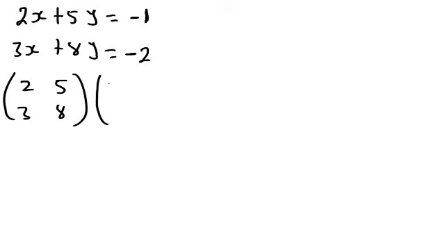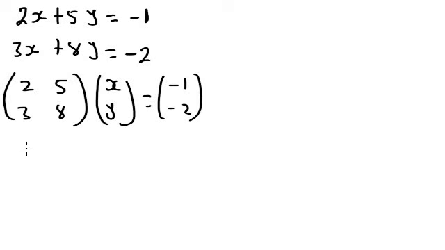Now the next matrix will consist of the variables x and y. And this will equal the last column matrix, which consists of the solutions, -1 and -2. Now we have the corresponding column form equation of this system of linear equations. If we expand all this, we would end up with this. Keep that in mind. However, you can try that.